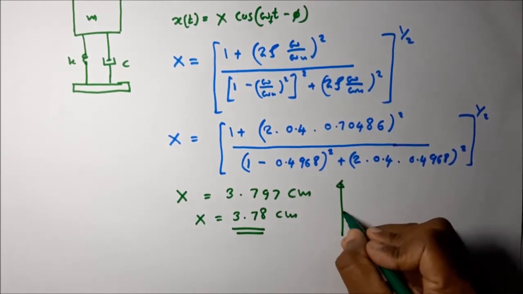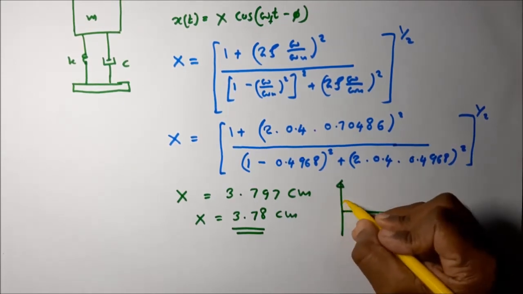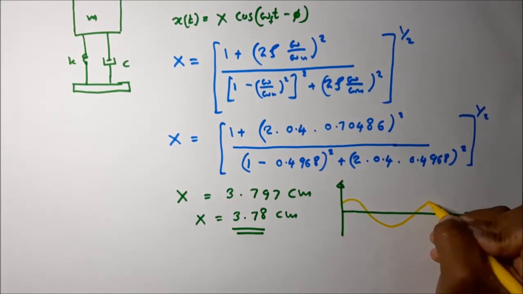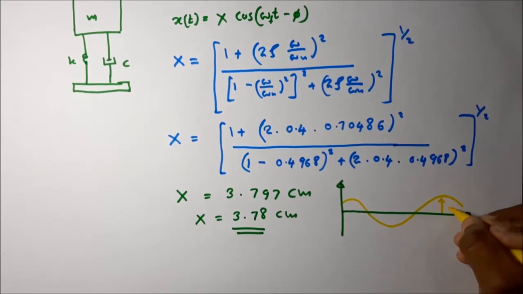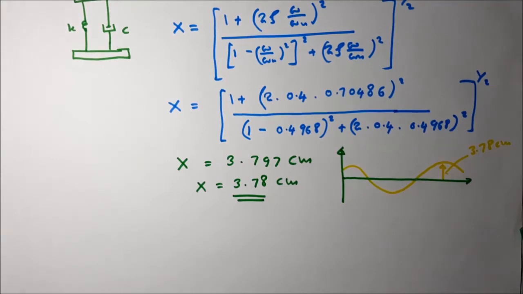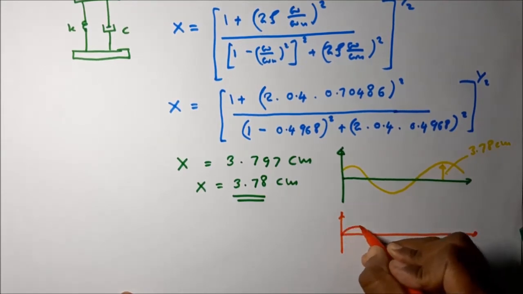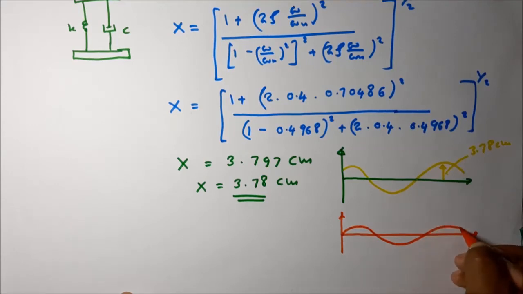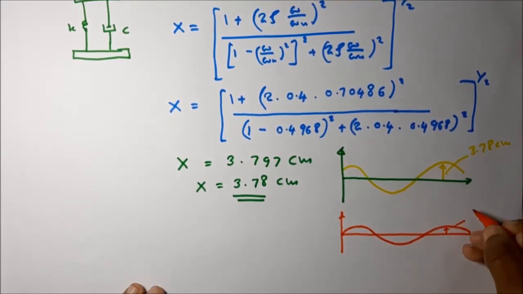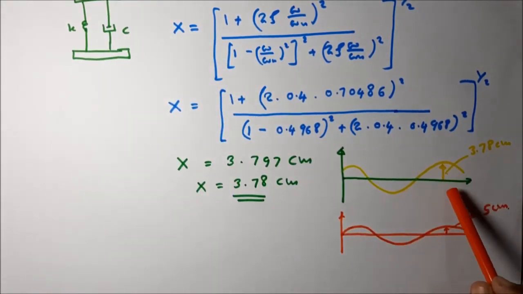The body is vibrating, forming this kind of curvature. This amplitude is equal to 3.78 centimeters, and this is because of the base excitation. What is the base excitation? The base excitation is something like this, a sine function of 2.5 centimeters. Because of this base excitation, the body vibrates forming this kind of amplitude.